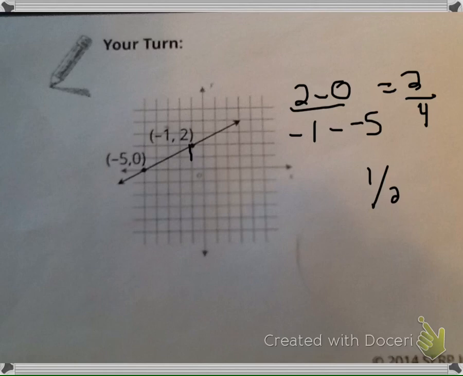Now let's show how we could check that on the grid. So this is 2 and this is 4, which means 2/4, which is 1/2 is my slope.